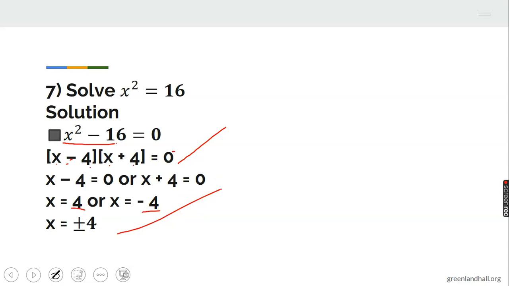You can use another way of doing it. Just take the square root of both sides. So x equals plus or minus the square root of 16. So x equals plus or minus 4. This is a very fast way of doing it.